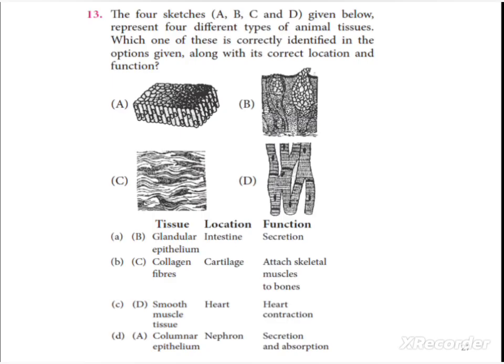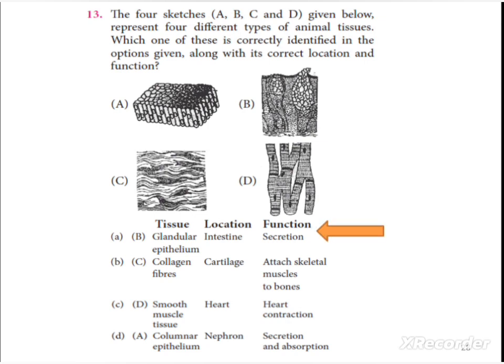Next, 13th question. Here the 4 sketches A, B, C and D are given below. They represent 4 different types of animal tissues. Which one of these is correctly identified in the options given, along with its correct location and function? So you have to see all and tell correctly. Tissue, location, function has been given for glandular epithelium, collagen fibers, smooth muscle tissue, columnar epithelium. So you have to match correctly and find the correct option.